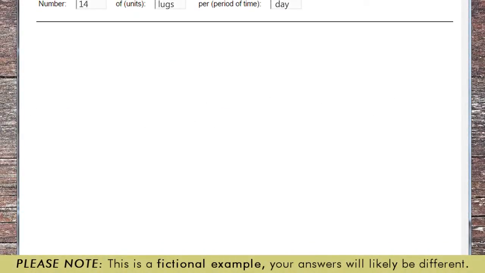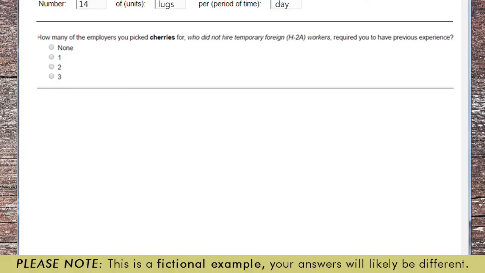These questions are about experience requirements. That is, did you need to have prior experience in order to be hired? The first question asks how many non-H-2A employers had an experience requirement. The key thing to remember is that this question is to respond for those employers who did not hire temporary H-2A workers. For the example we've been using, all the 3 employers I worked for hired H-2A workers, so I would answer none and skip the question about the amount of experience required.